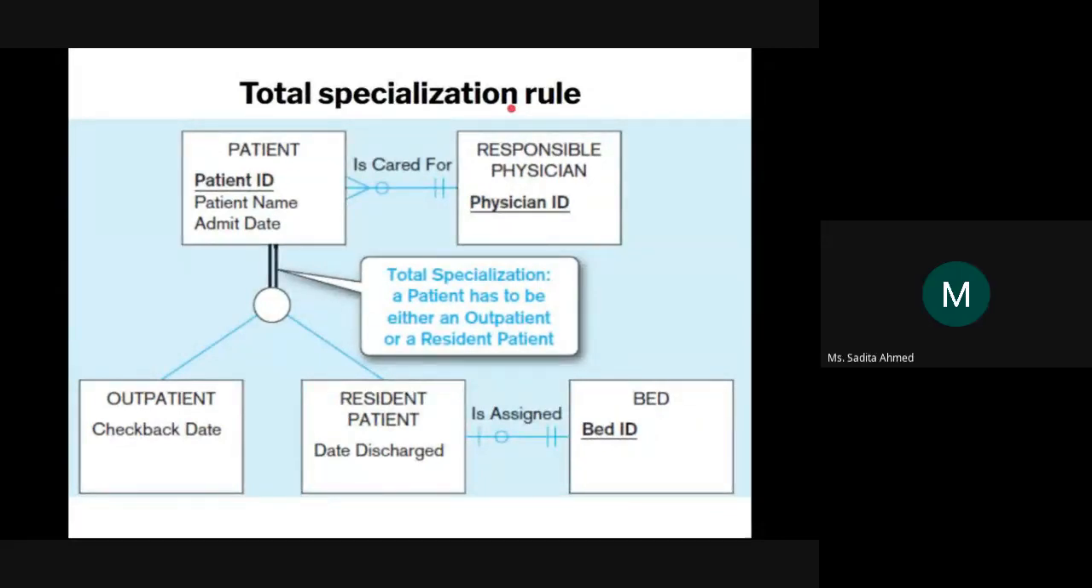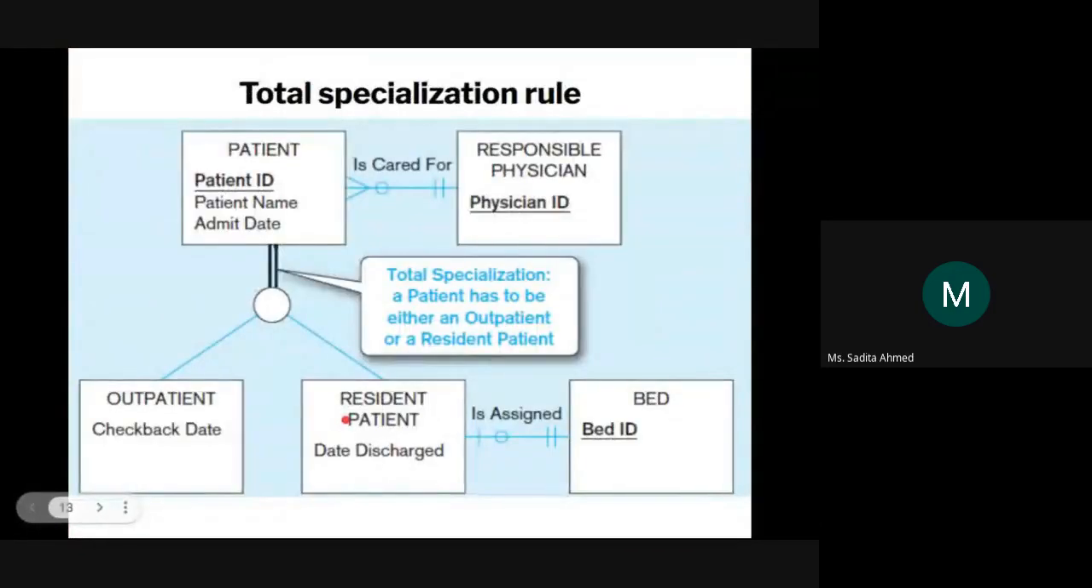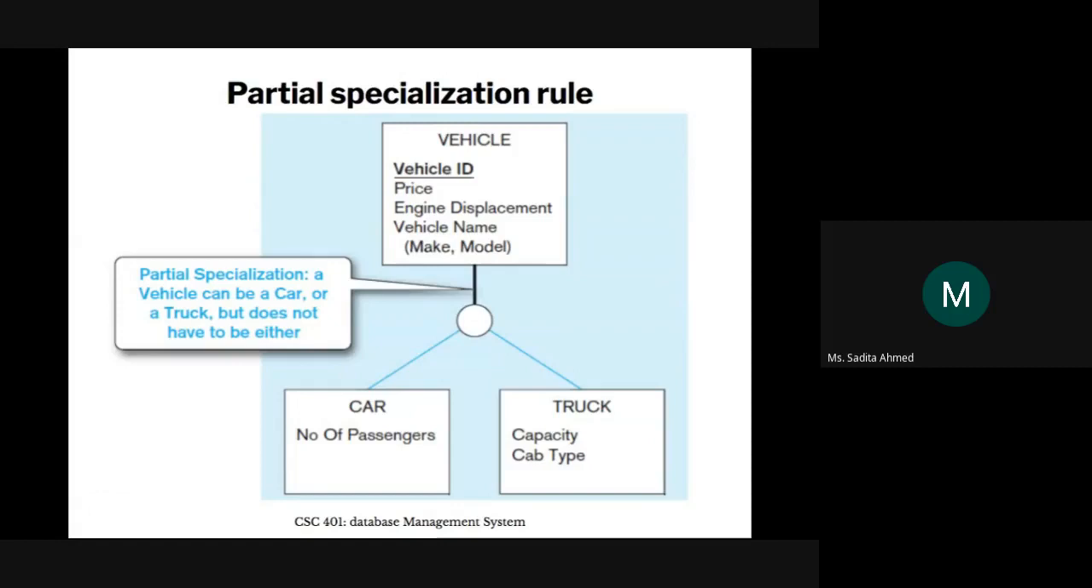Let's move on then. What about the other rule? Partial specialization. It's simply the opposite. It basically says that a supertype instance can exist which belongs to neither one of the subtypes, as you can see here. Such a supertype instance can exist which belongs to neither one of the subtypes.